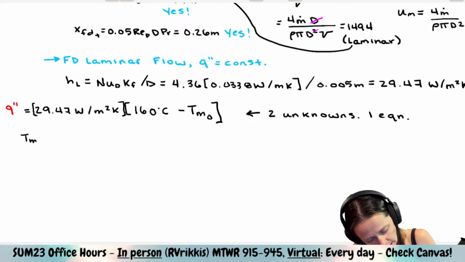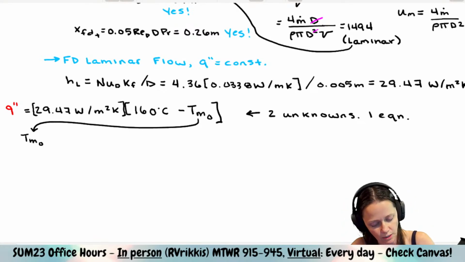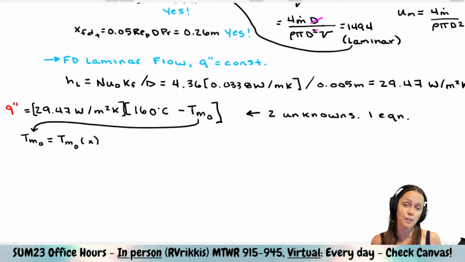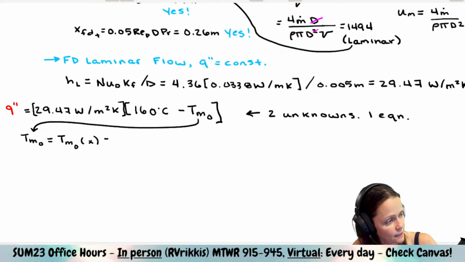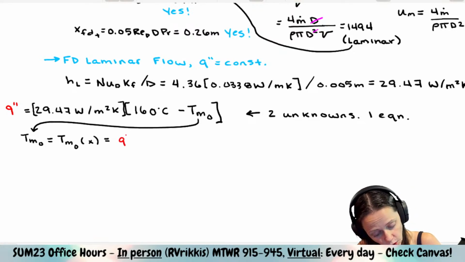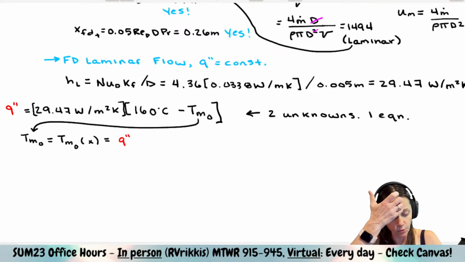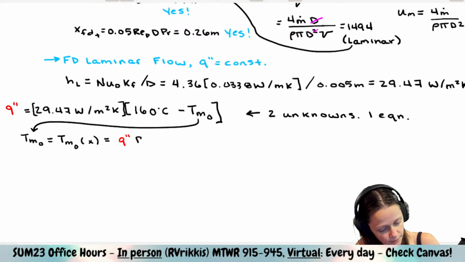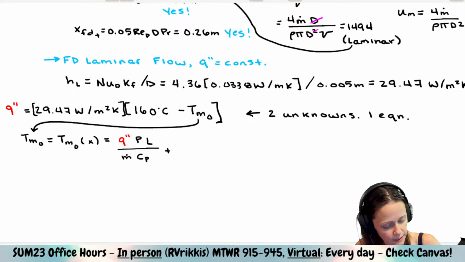So my T_m,out, which is the thing I'm trying to calculate, is the temperature at a particular location. On your equation sheet it says T_m,out with a little subscript reminding you we're talking about a particular location x, and that's equal to q double prime, which we don't know but we're going to calculate, times the perimeter over m dot times Cp, and then we've got a length here as well, plus T_m,in.